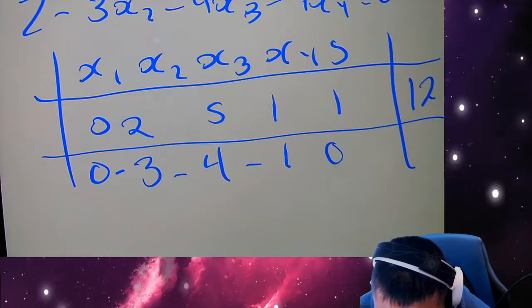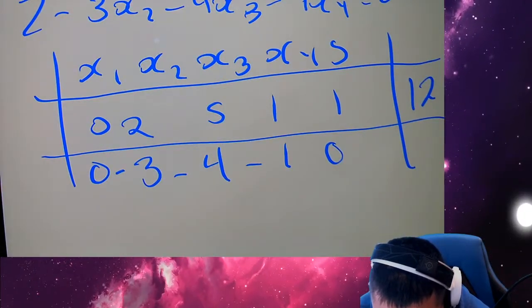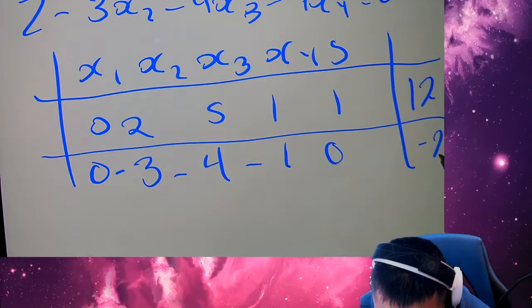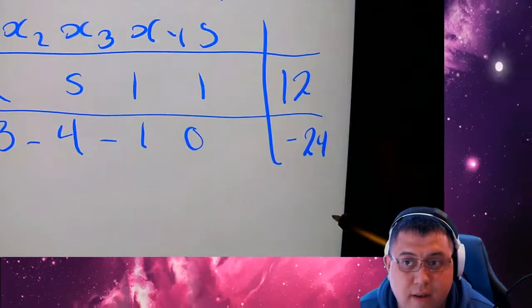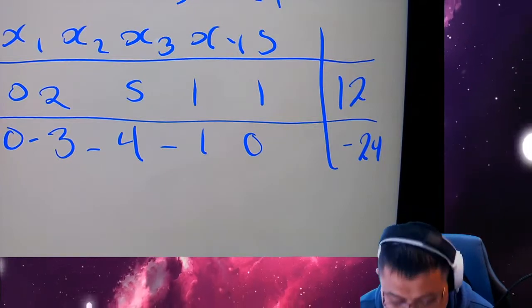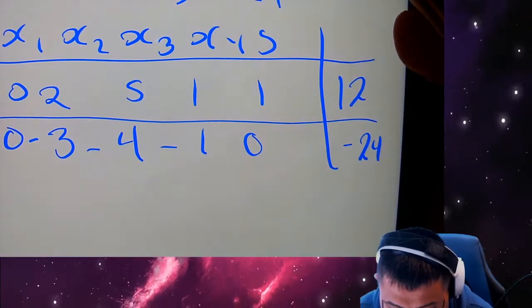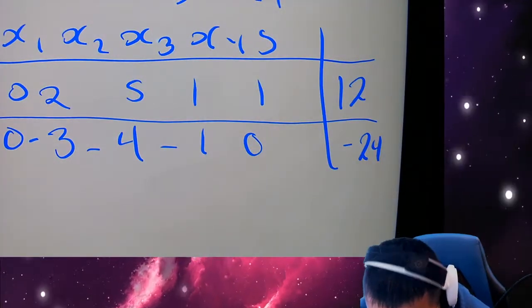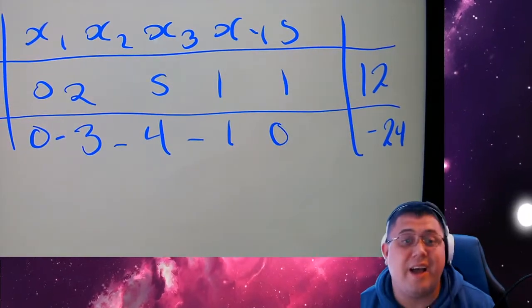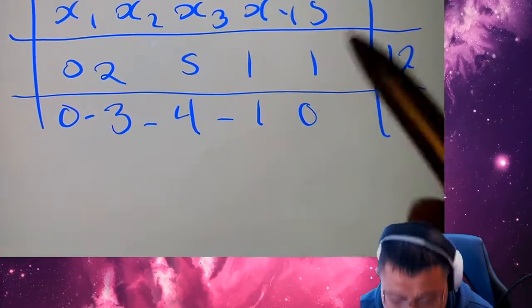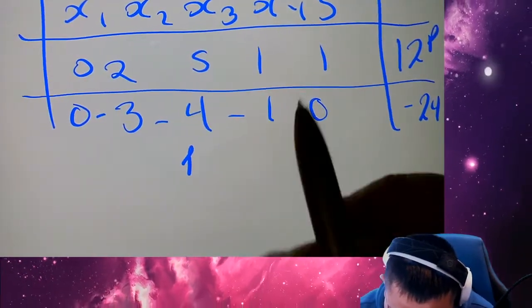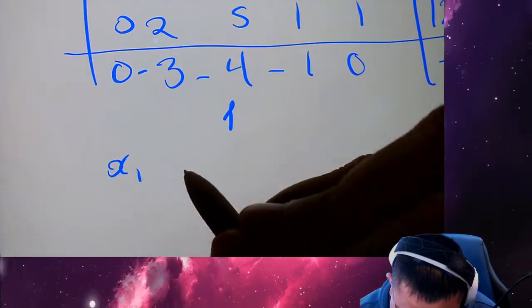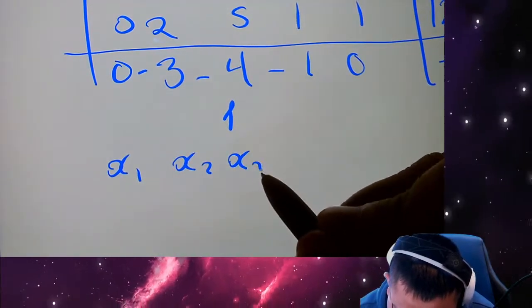Oh, in order for these to be negative though, this would have to be negative 24. Right? Because in order for this to be negative at all, we have 24. If I bring this to this side, well, we still have 24. Well, I need negative, so this has to be negative. Ah, maybe that's what I did wrong. So again, we're going to go like this. These are pivot columns.